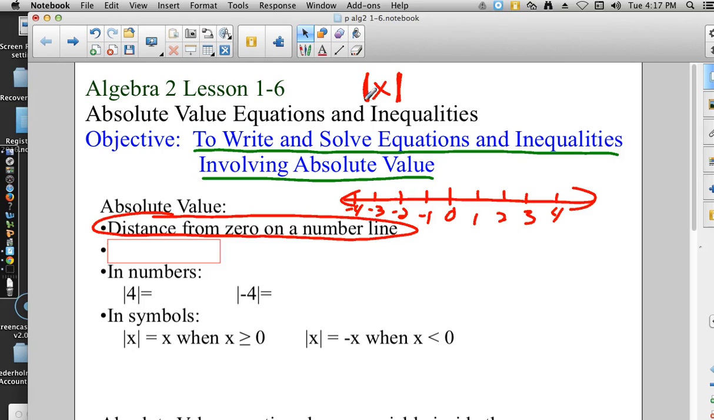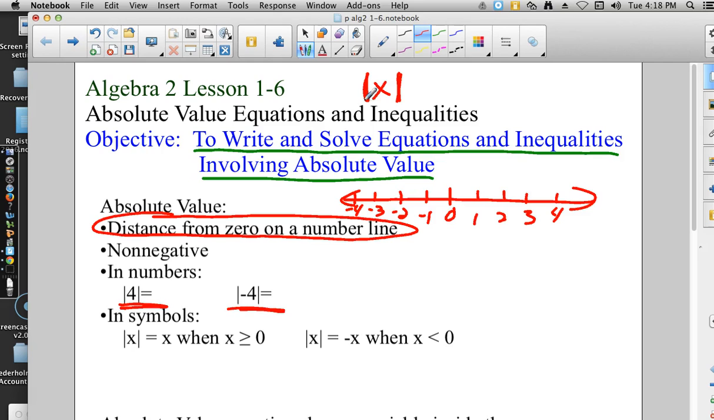So distance from zero on a number line. In the little blank there, we're going to put non-negative. Well, doggone it, why didn't they just say it has to be positive? Because that would have left out zero. So non-negative.